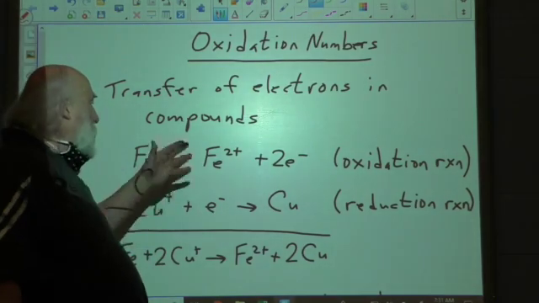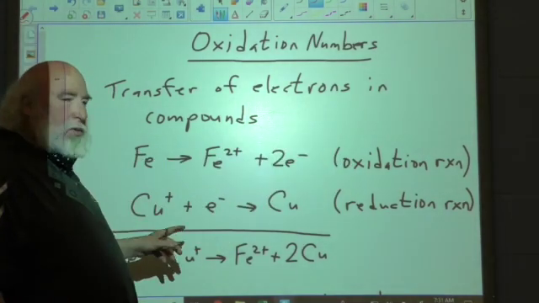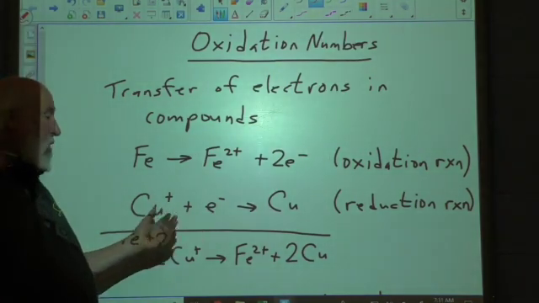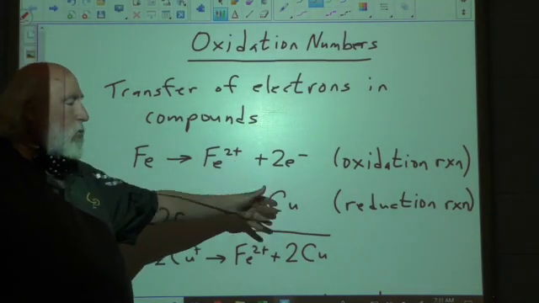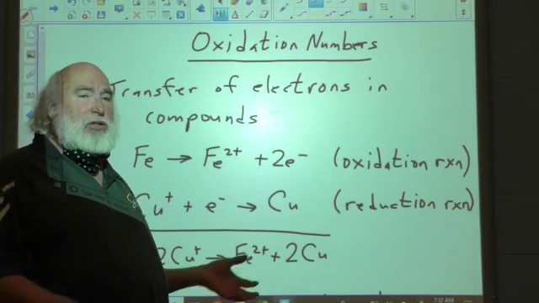In the reduction reaction, those electrons being given up are being absorbed by another substance, in this case copper 1 positive ions, that will absorb that electron and create copper metal. This is the basis for batteries. This is how batteries operate.